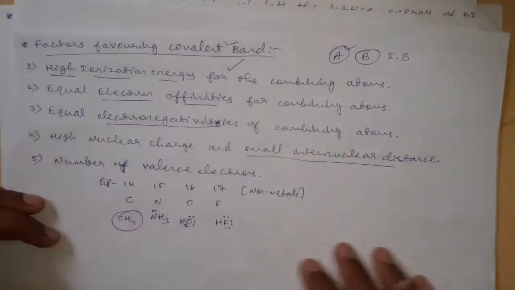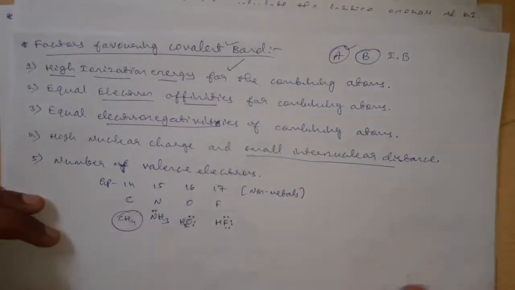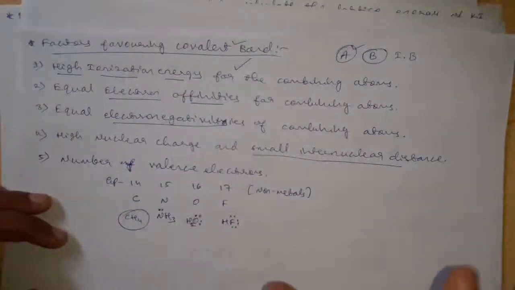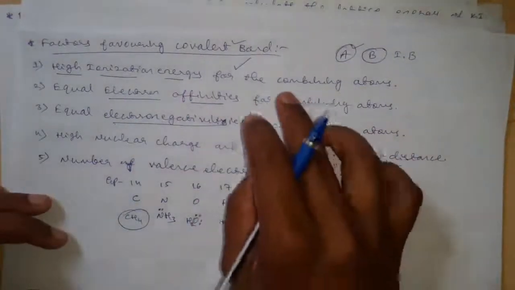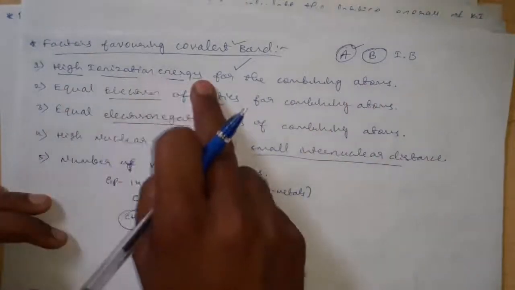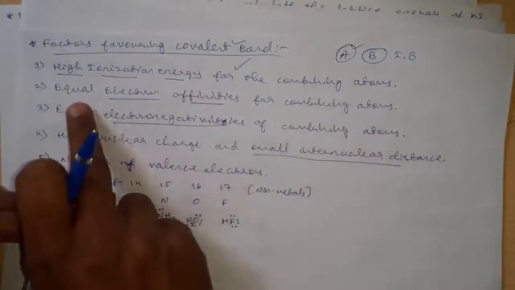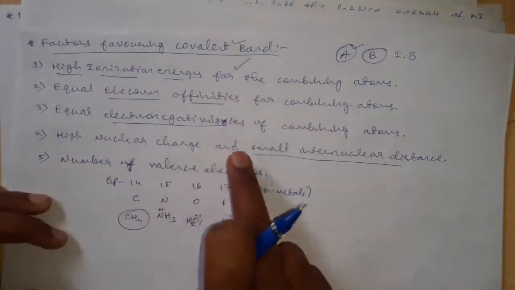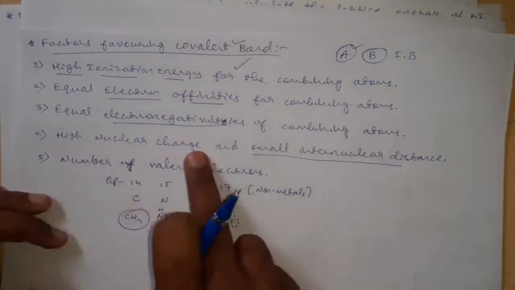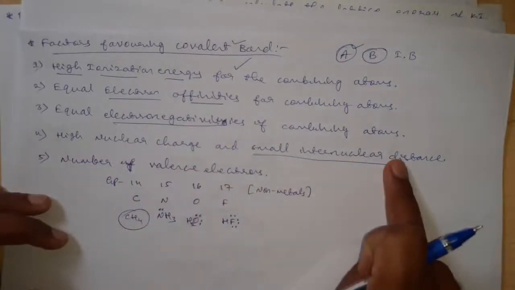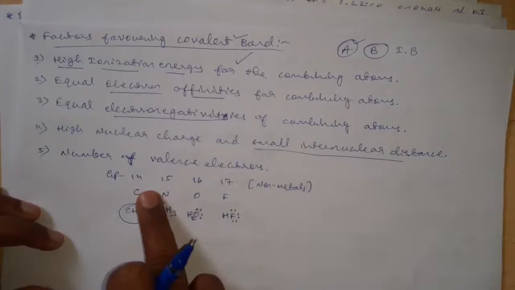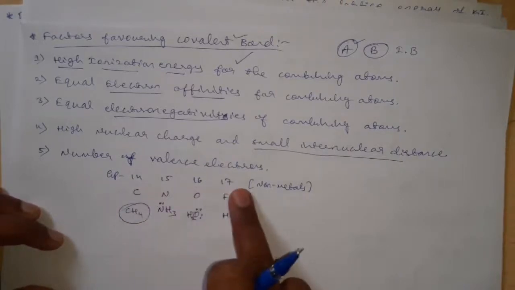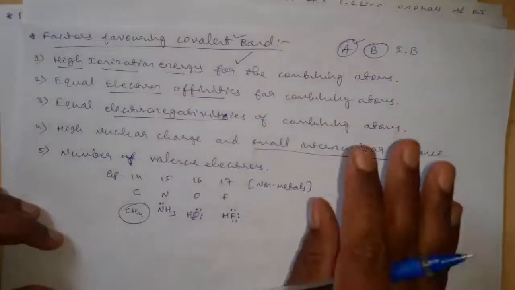Okay. These are all the factors which are favoring or affecting the formation of covalent bond, and we have to keep in mind that for the formation of covalent bond, the combining atoms should have high ionization energy, equal electron affinities, and equal electronegativities, and they should have high nuclear charge and small internuclear distance, and the combining atoms should be from groups 14, 15, 16 and 17. Only then can they easily form covalent compounds.